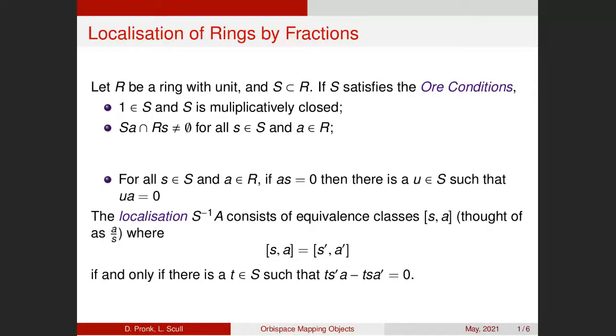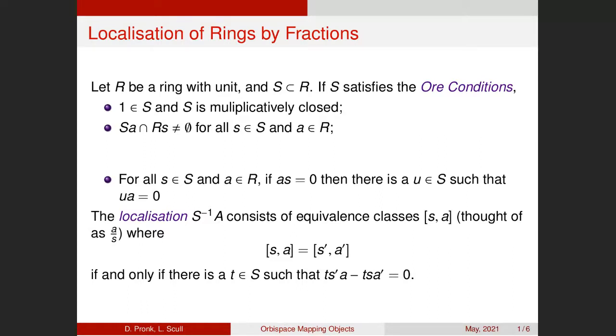So here's first a quick reminder about the Ore conditions for a ring of fractions. If we have a ring with units and a subset S of elements which we would like to turn into units, so into elements with a multiplicative inverse, we usually require that S is multiplicatively closed. By the way, the Ore conditions are not necessary. They're sufficient. I want to stress that because I'm going to chisel a little bit at them later.